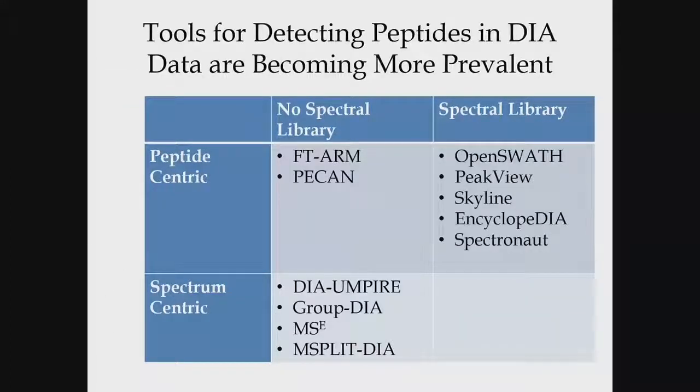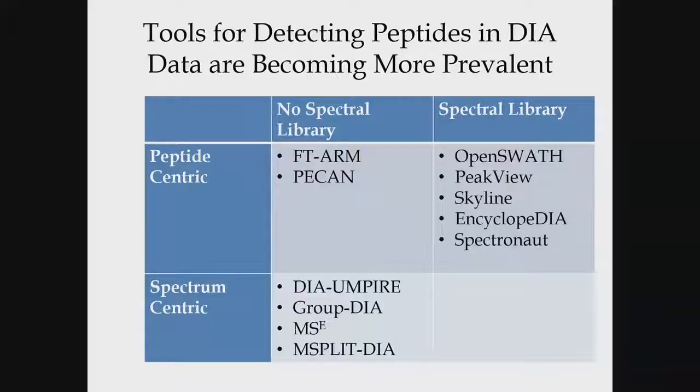So there have been lots of software tools that have been used to deal with this. Those that we call peptide-centric are those that ask, do I have the specific peptide? Jim Bruce's lab had a tool they called FT-ARM. Our lab had a tool that we published called Pecan. There are also those that make use of prior information, like a retention time and known spectral libraries. Those are OpenSwath, PeakView, Skyline, Encyclopedia, and Spectronaut.